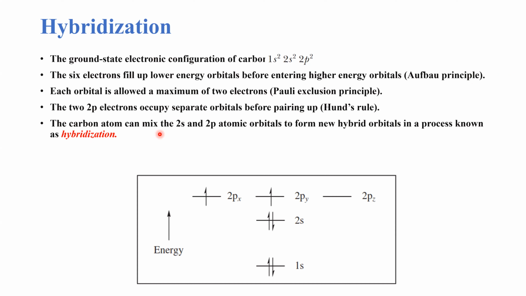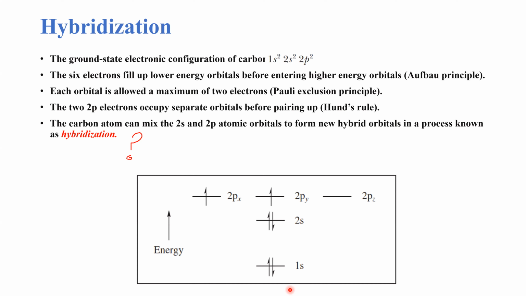Now the carbon atom can mix the 2s and 2p atomic orbitals to form new hybrid orbitals in a process called hybridization. Now there is a big question: why is it doing this? What is the need to go through hybridization? So here is an answer. Firstly, what is happening? In the electronic configuration we have already seen, there is a 1s, a 2p, and a 2s orbital, right? And this is the ground state electronic configuration.